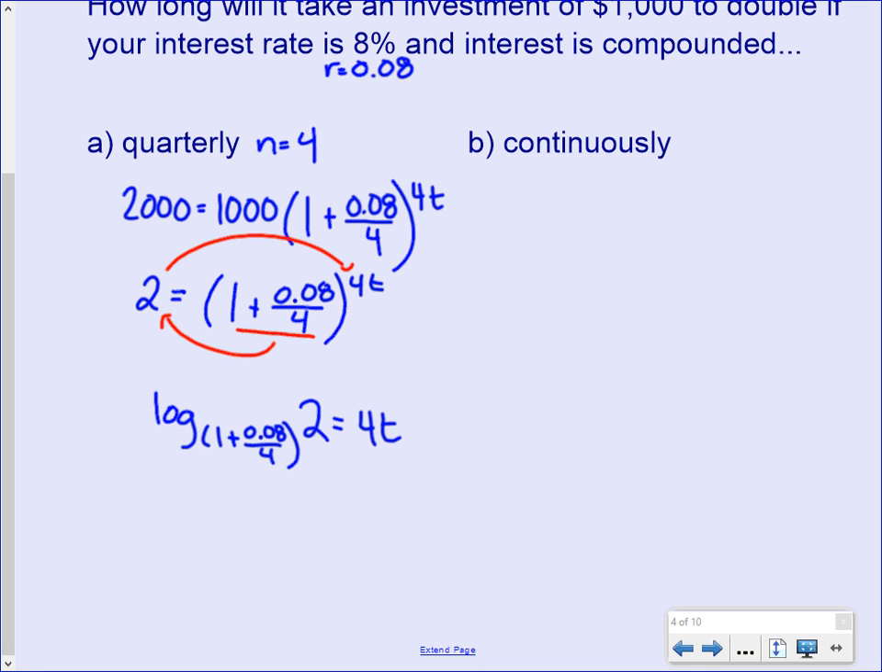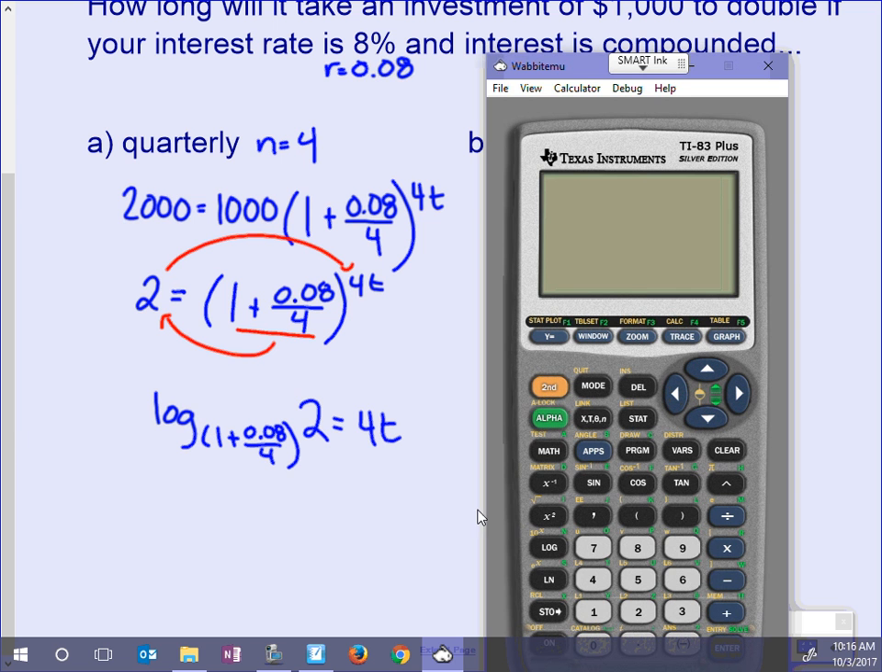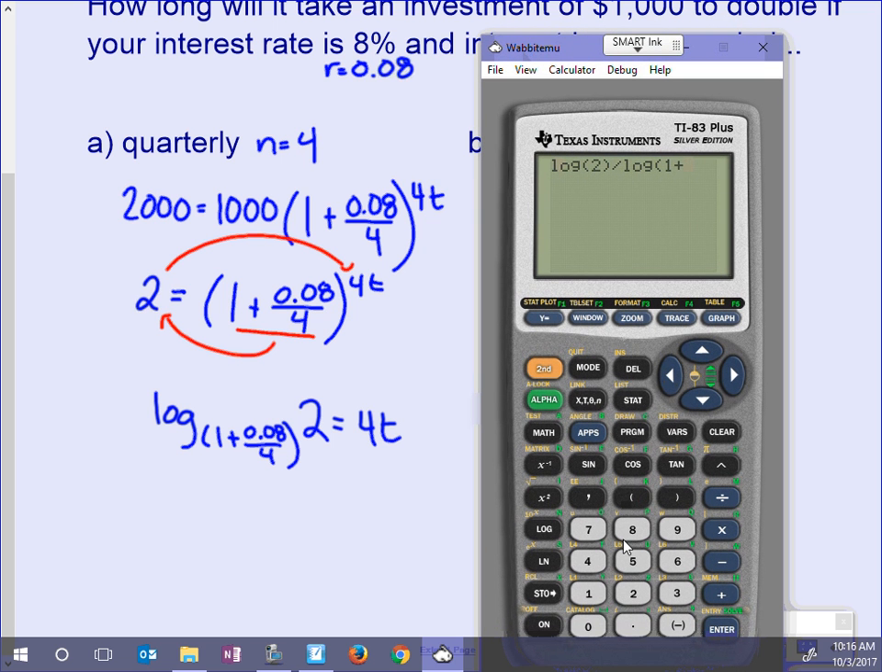In order to do that in my calculator, I would use my change of base formula. So I would do the log of 2 divided by the log of all that stuff that is my base. And since my parentheses is open, I can just type in 1 plus 0.08 divided by 4. Apologize, I have to type slowly today because my calculator isn't working. And I get this number. I'm not even really going to jot that number down, although you could if you wanted to in your work.